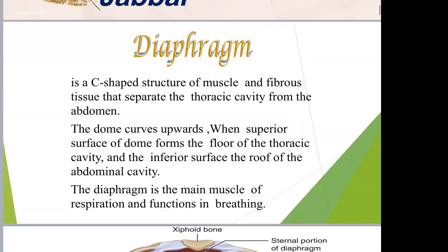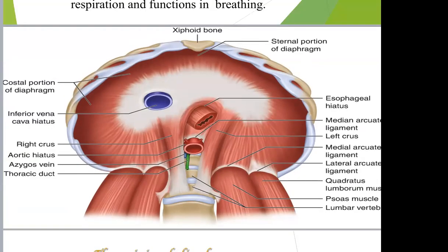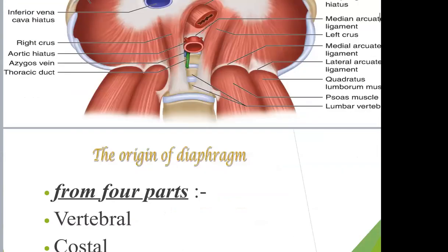This is a diagram showing the diaphragm. As we see here, it's a C shape, and this is an inferior view forming the roof of the abdominal cavity. Okay, the origin of the diaphragm, it has four origins.